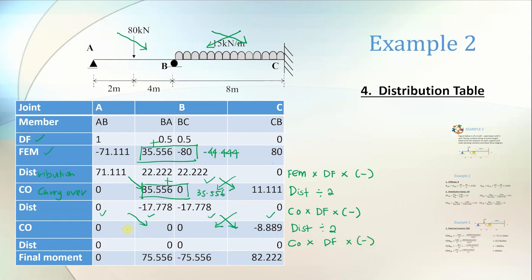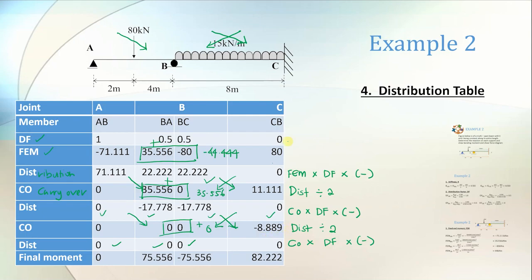You just ambil je CO ni, you darab lah dengan DF. Masih kosong because kosong kat sini darab 1 kosong, darab negatif kosong jugalah. And for this one, you plus these two together, you will get 0 also. So 0 darab 0.5 darab negatif masih kosong, and kosong darab 0.5 darab negatif masih kosong. So kosong, kosong, kosong. Last kali for CB, you have negative 8.889.